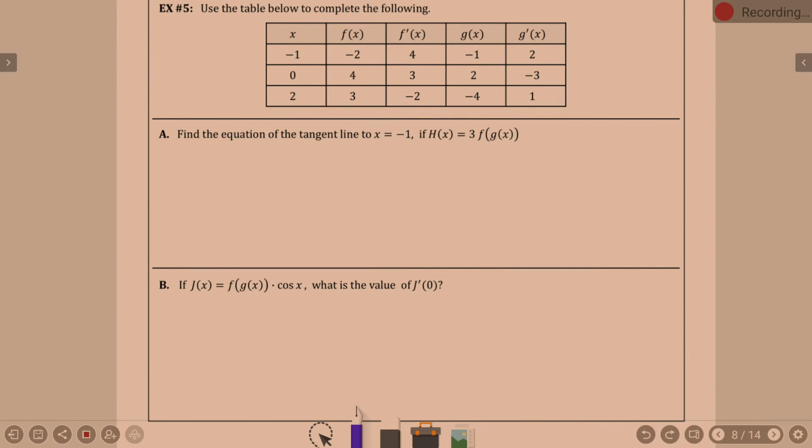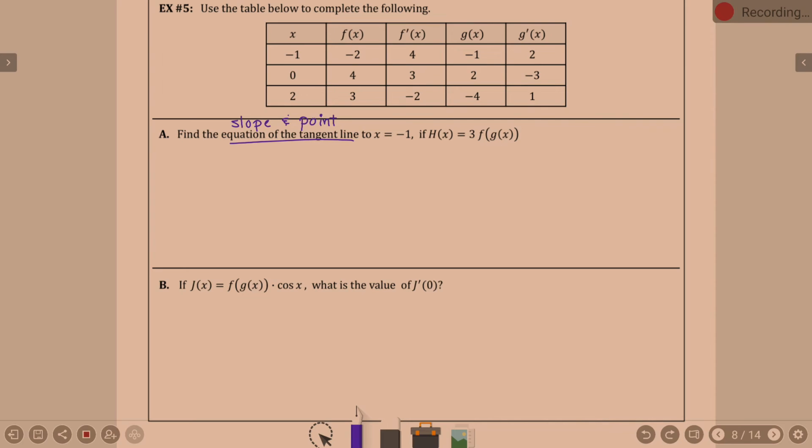Find the equation of the tangent line at x equals -1 if h of x is given as 3f of g of x. Okay, guys, equation of a tangent line. What do we need to do an equation of a tangent line? Slope and a point. We need a slope and a point. Because based on the last test, I questioned that at points, if we knew we needed a slope and a point. Sometimes we knew it. Sometimes, I don't know if we knew it.